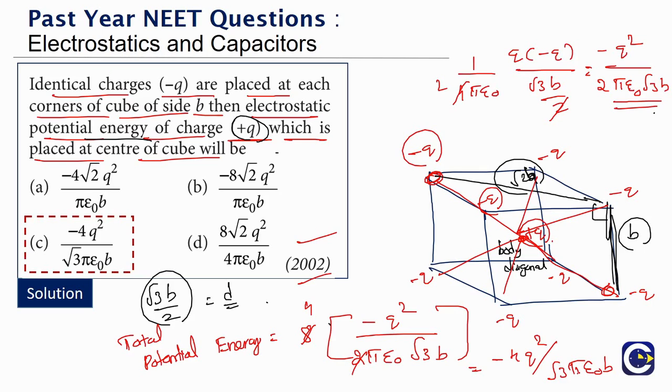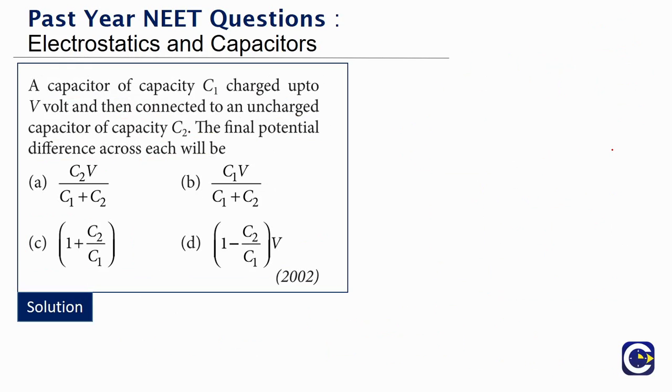Root 3b will be the body diagonal, and half of that will be the distance from corner to center. So that way we will be able to find the distance from corner to center. Once we get it, the arrangement is symmetrical. So potential energy for one interaction is what? The interaction between a charge at the center and a peripheral minus q is this much. We have 8 such interactions, right? So total energy will be 8 times that. So we'll get option C.